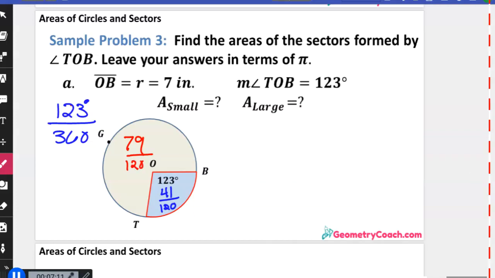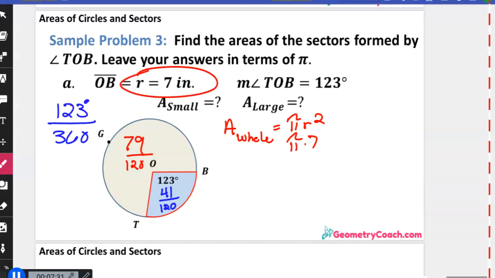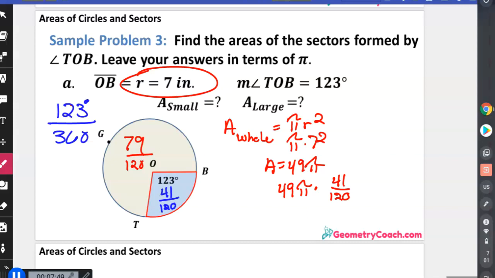So we're going to find the area of the whole circle and then multiply it by this fraction. Think easier problem. We're going to find the area of the whole circle and multiply it by a half, and that would give us a half circle. So area of the whole circle is pi r squared. Our radius is 7, so pi times 7 squared. So 49 pi is the area of the whole circle. So we're just going to take the area of the whole times the part. How much of the whole? 41 out of 120. Leave your answers in terms of pi.